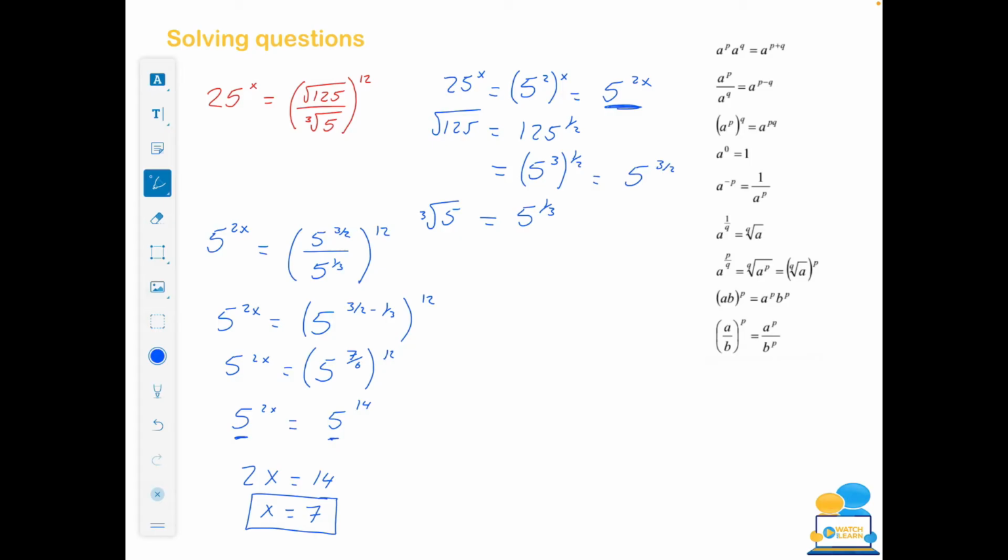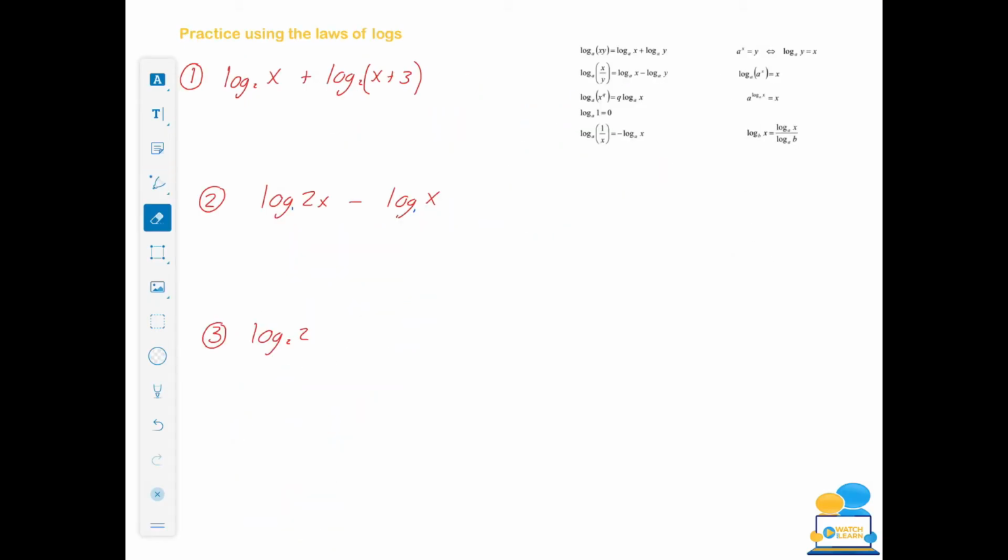That's a really good question if you want to check if you understand all the laws of indices, that question nearly has them all in it. So we get out our answer, x is equal to 7. Again, you could check that answer by subbing it in, and you should get the same thing for both sides if you want.